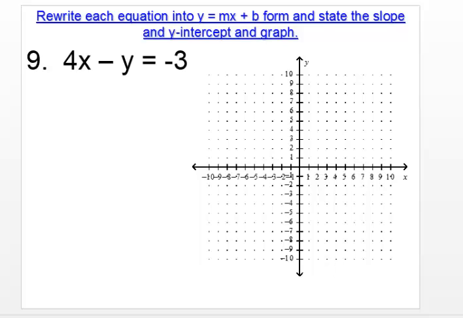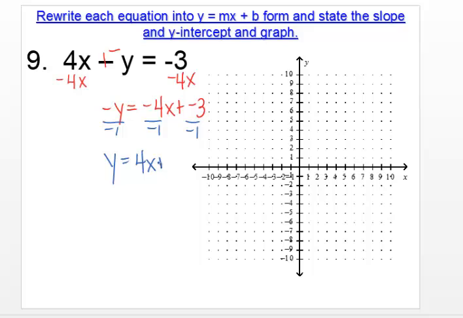My next example, I don't have just a plain old y, I have a negative y, so I'll have to move my 4x to the other side first. So I've got a negative y equals -4x plus -3. Notice I'm always writing the x part first, so that it looks like y equals mx plus b. Divide by -1 everywhere, and that gives me y equals 4x plus 3.